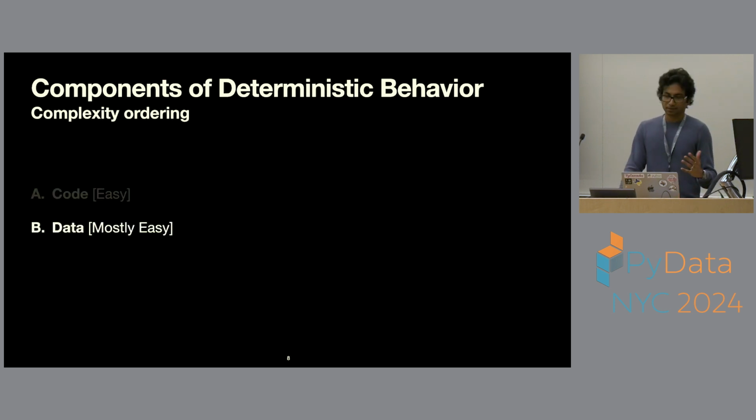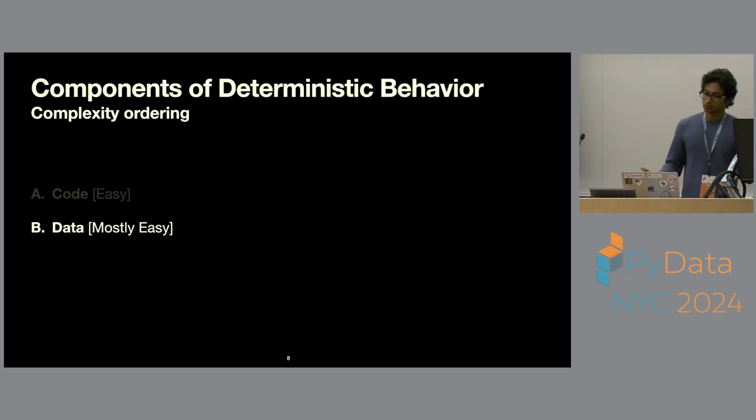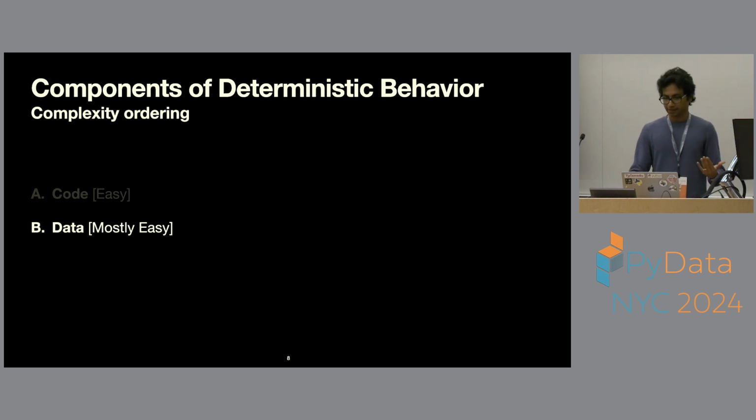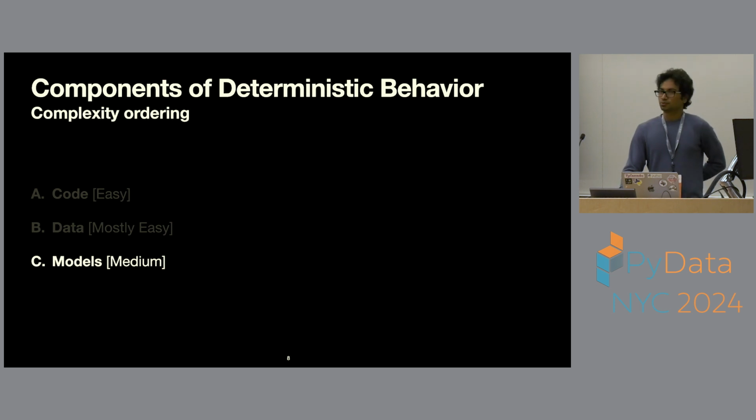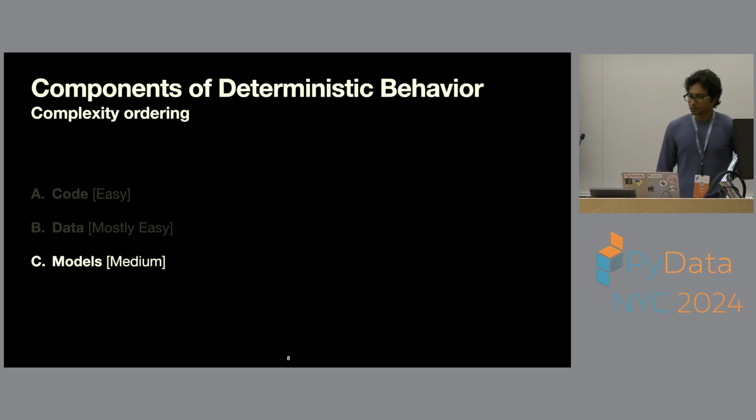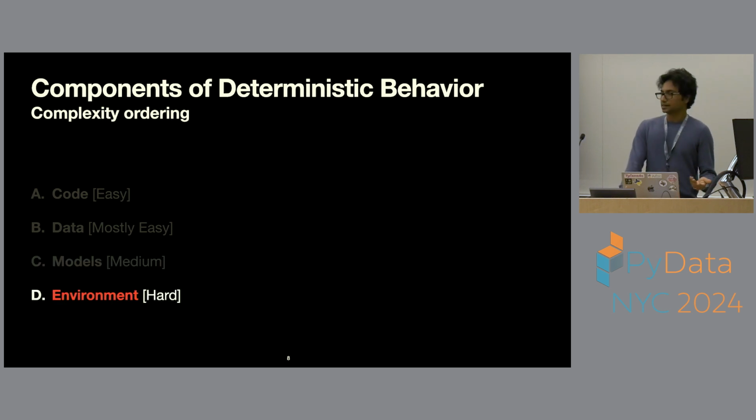Then you have data. Data is mostly still under our control. We just have to make some checks to make sure that the data is what it is. Then you have the models. As I said, the models are a little bit tricky, but you still have bandwidth to play with. You know it's going to be around this much to this much. But the most difficult one is actually the environment. How do I fix the environment so that it is reproducible and kind of immutable?